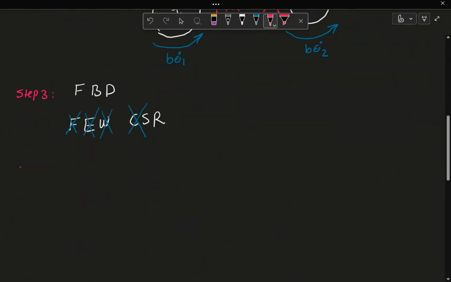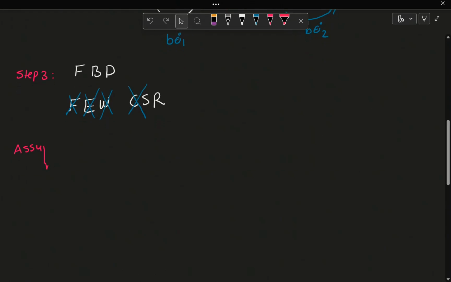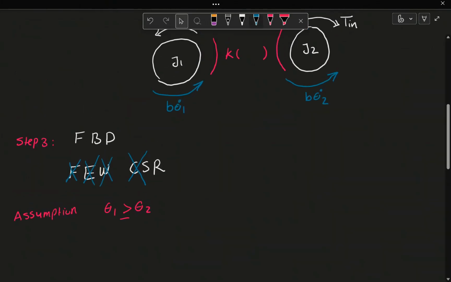Okay. For this system, I assume that theta 1 is greater than theta 2. Where did I get this assumption? It's not really important. Just make an assumption. Stick to your assumption. Okay. With this assumption, I would make inside the parentheses positive. Theta 1 minus theta 2. This is the order that I'm going to pick based on my assumption here.